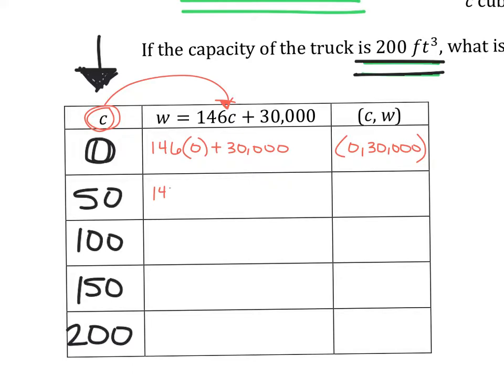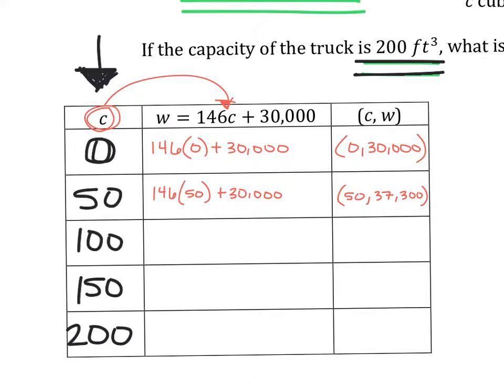Okay, second one, 146 times what? 50. Plug in your X value of 50 plus 30,000. When you plug that in, your C value, in this case, is 50. Your W, your weight, is 37,300. And I don't expect you to do that in your head. Your calculator will do that just fine.